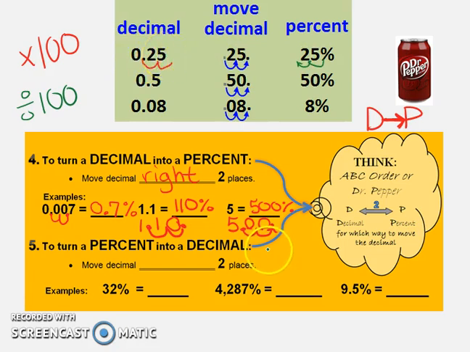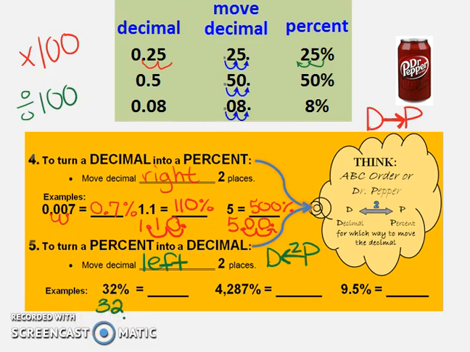If you think about the Dr. Pepper strategy, I write D and P for Dr. Pepper. Now this time, I'm starting with percent numbers and I want them to become decimals. So the arrow goes from percent to decimal, reminding me my decimal point is going to move left 2 spaces. Left 2 spaces. So let's go ahead and do that now with the 3 examples below.